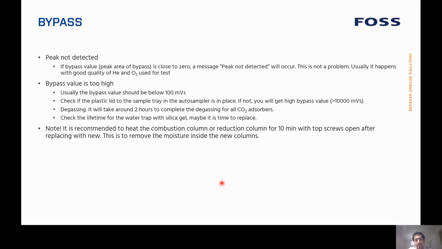Moisture can also give you some high blanks. That means you should check the lifetime of all the water traps, especially the silica gel. It's easy to tell, and you have to replace it. Also, moisture from a new combustion reactor or reduction reactor can give a high result. So it's recommended to heat the combustion reactor or reduction reactor for 10 minutes with the top screw, the top end, open. Then the moisture can be released from the column. That solves the problem of moisture in the bypass causing a high bypass value.